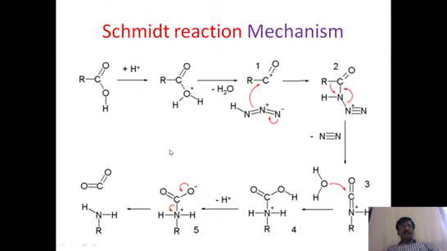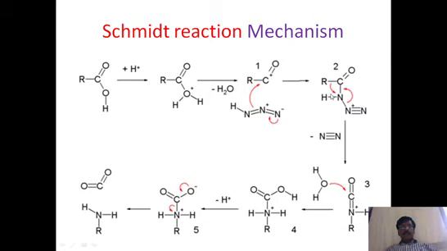How does this happen? Let us look at the mechanism. RCOOH first reacts with H plus, and H2O is removed. The OH group part is removed as H2O, giving the RCO plus acylium cation. To the acylium cation, nitrogen is attached from the other reagent, HN3, so N2 plus is there. So the N2 plus is lost.